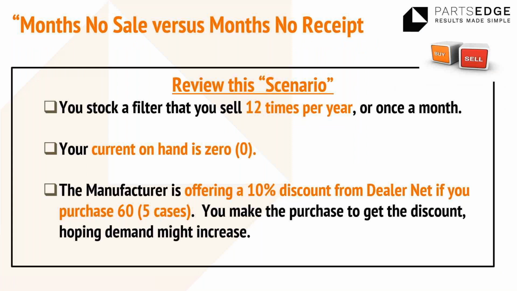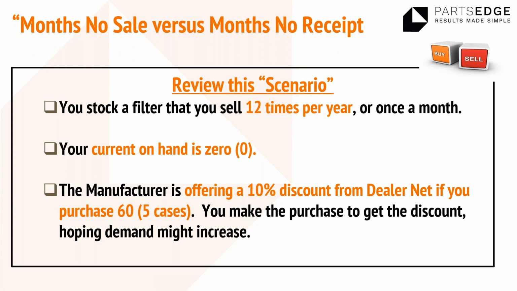So I'm going to give you a simple scenario. This is an easy scenario for you to follow. A couple of slides here that'll illustrate what I'm getting at. Months no sale versus months no receipt. Let's assume that you have a filter that you sell 12 times per year or once a month. If you went out and pulled the history file, you see that you basically sell one every month, January, February, March, April. And your 12-month total is one a month, 12 per year.